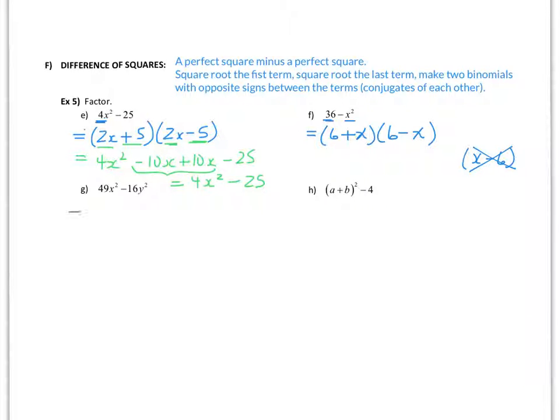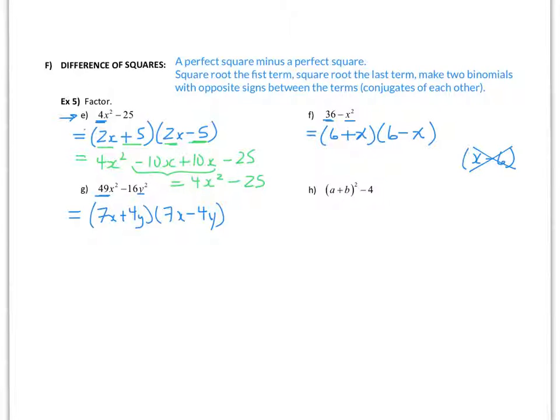Okay, now part G. I forgot to reset my letter counting, so this could have been A, B, C, D, but it's E, F, G, H because it continued on from the one above. Square root the first term, we get 7x. Square root the last term, we get a 4y. Make one a plus and make one a minus. The only difference here is we now have an extra y squared at the end, which just means we have y's with the 4.